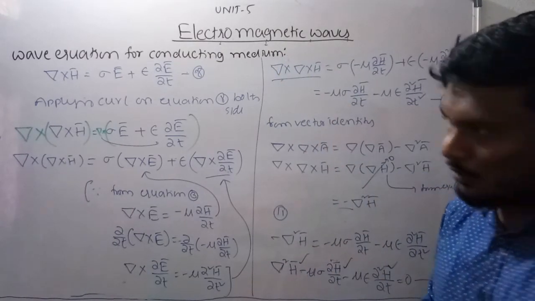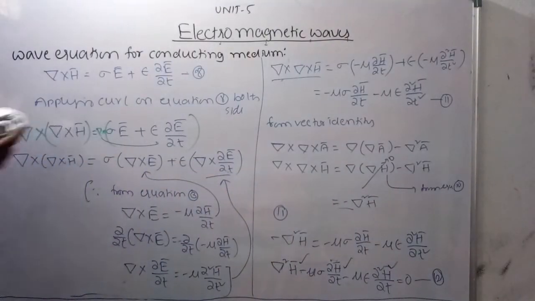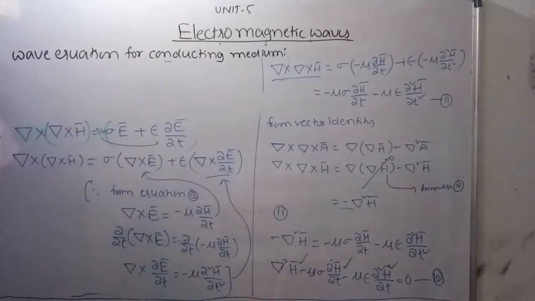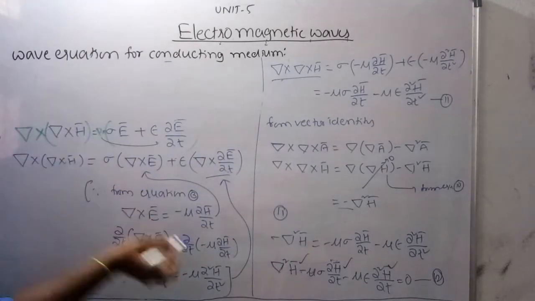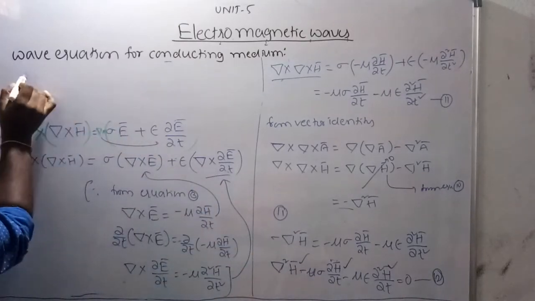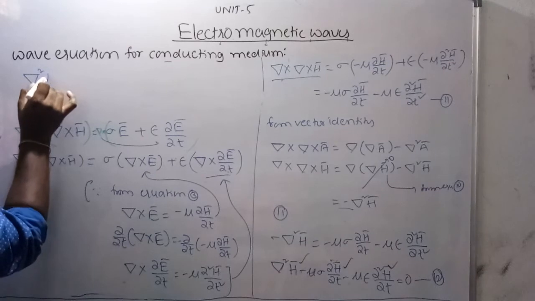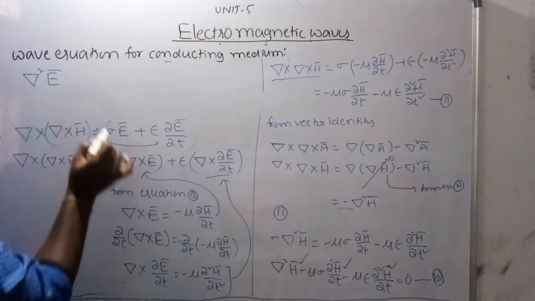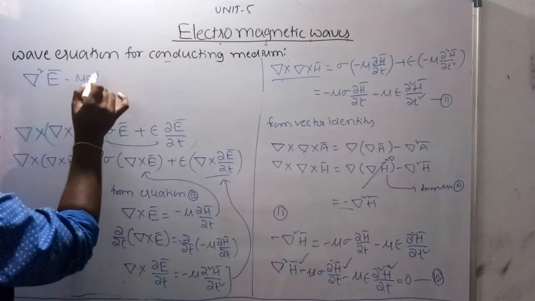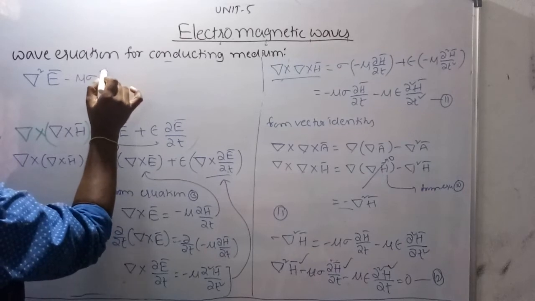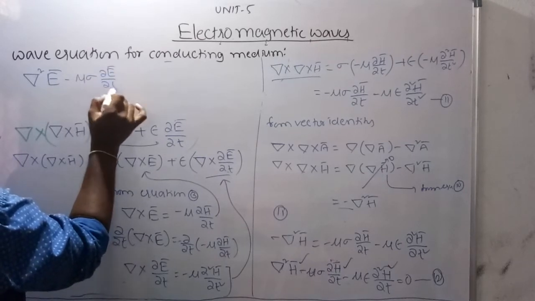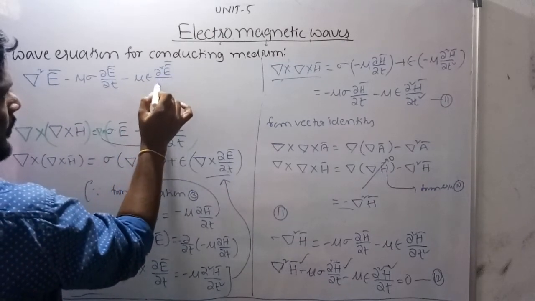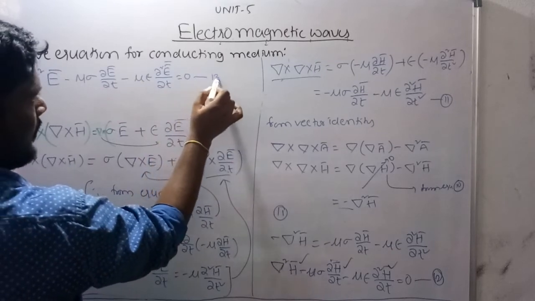Similarly, how can you derive the electric field intensity wave? We can write the expression for the electric field also. In place of H bar, if you just write E bar, that is the expression for the electric field wave: del square E bar minus mu sigma dou E bar by dou t minus mu epsilon dou square E bar by dou t square equals 0. It is equation number 13.